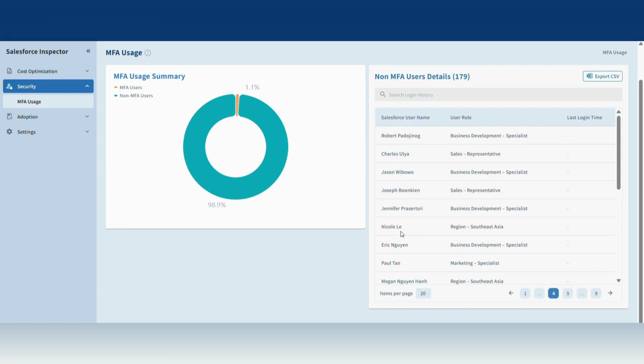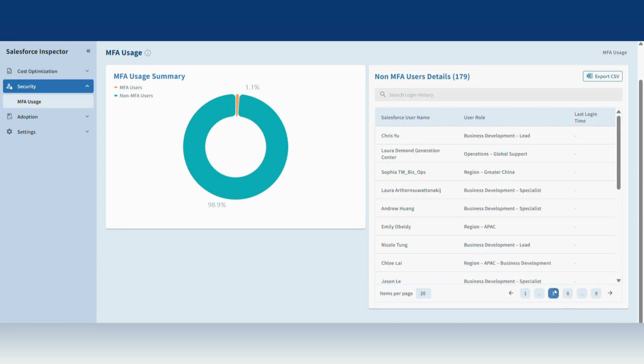The value of Salesforce Inspector is that it doesn't just tell you that MFA hasn't been fully adopted. It gives you a clear, actionable list showing exactly which accounts need to be addressed first. As a result, MFA stops being just a policy requirement and becomes something that's truly enforced as part of everyday account management. From a governance perspective, this also creates a clear, defensible record for internal audits and security reviews.